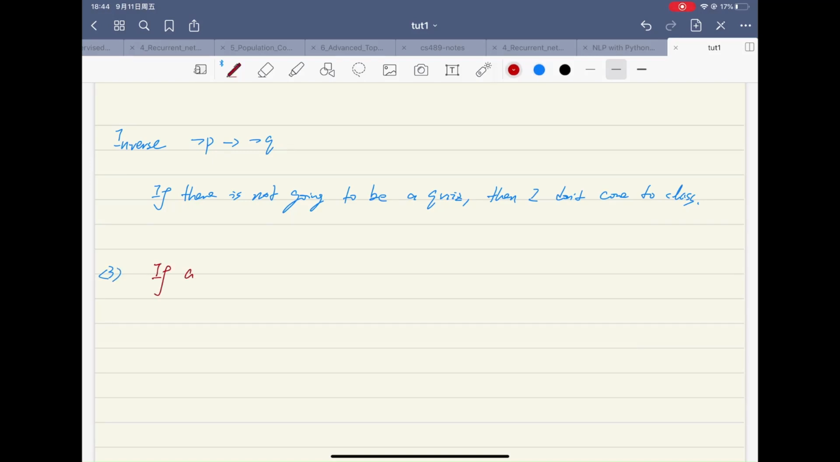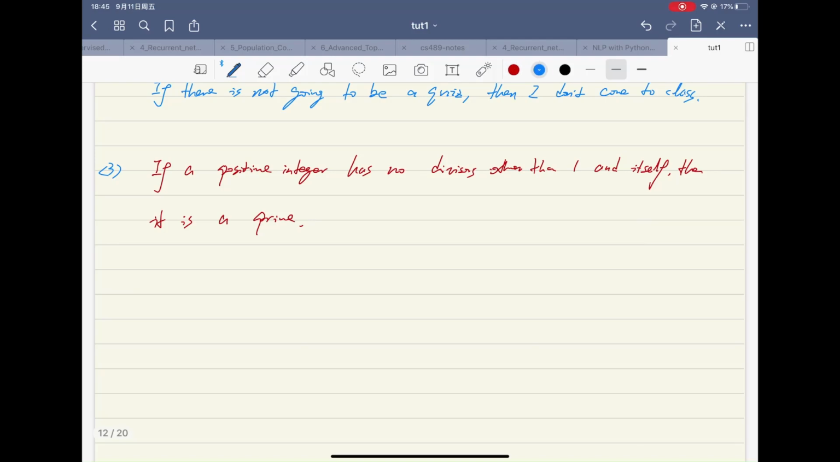If a positive integer has no divisors other than 1 and itself, then it is a prime. Right? After we simplify that, we need to find the premise and the logic connectives.